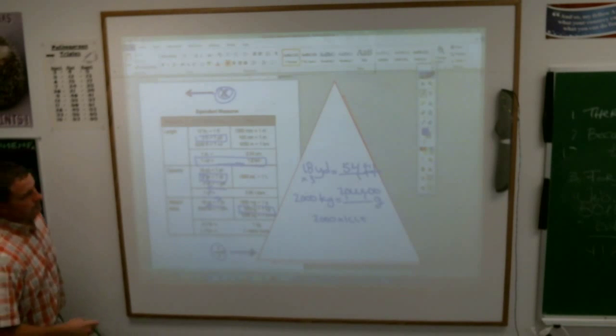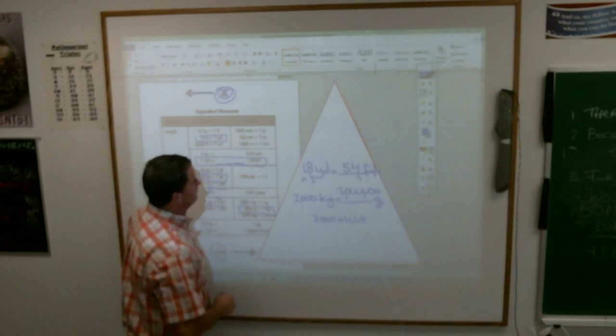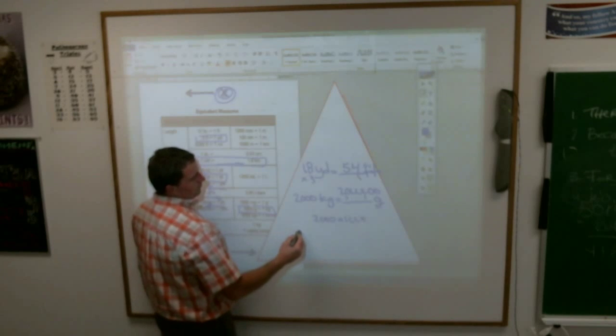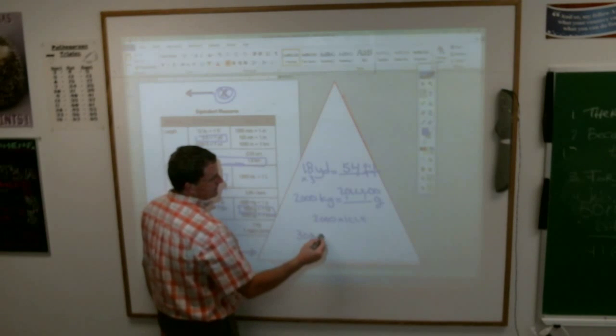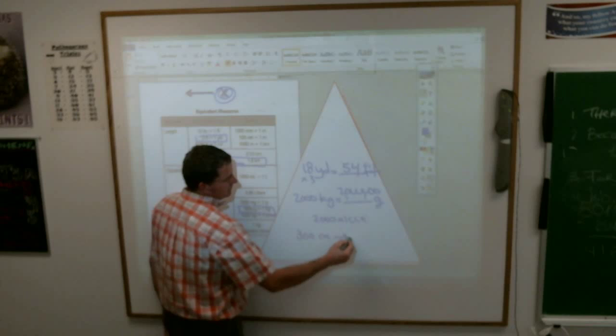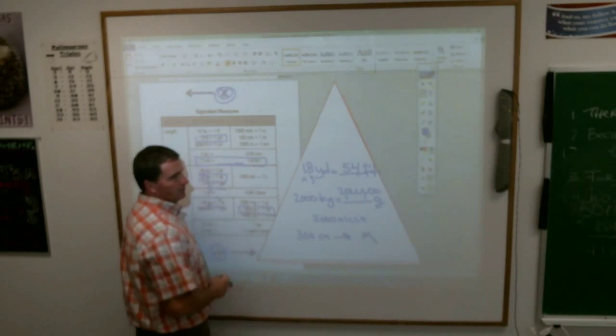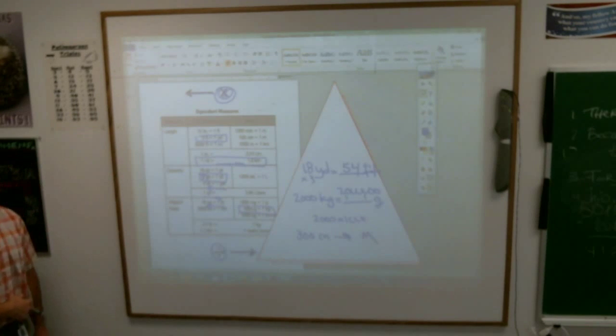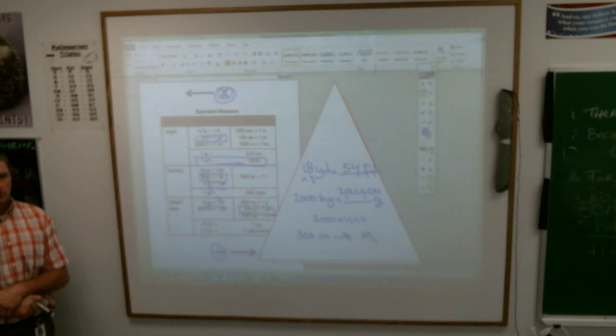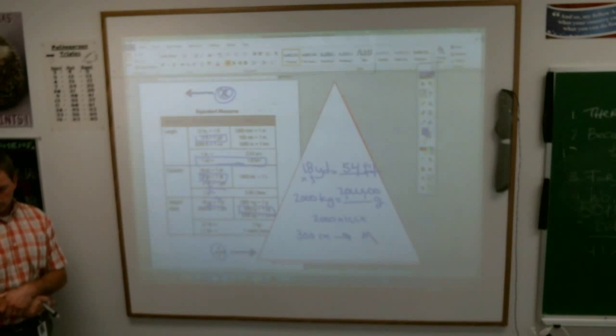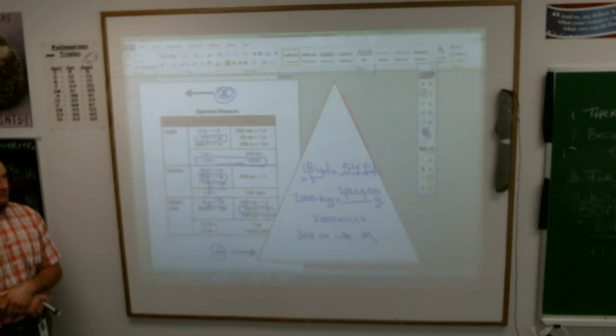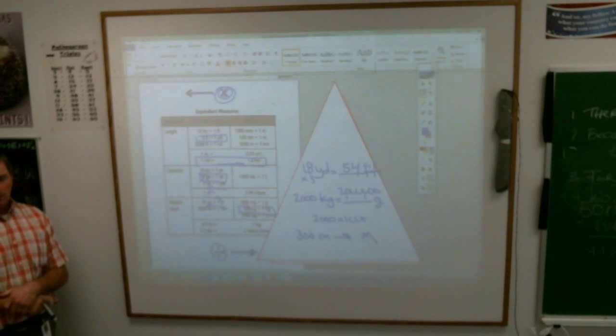How about this one? 300 centimeters to meters.